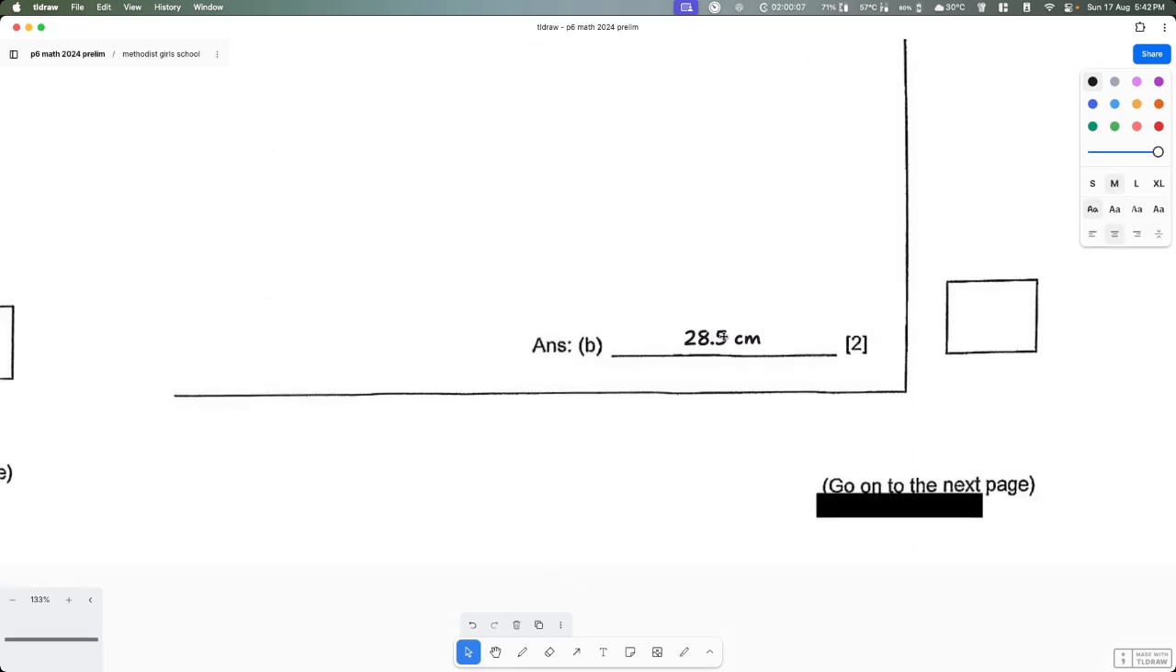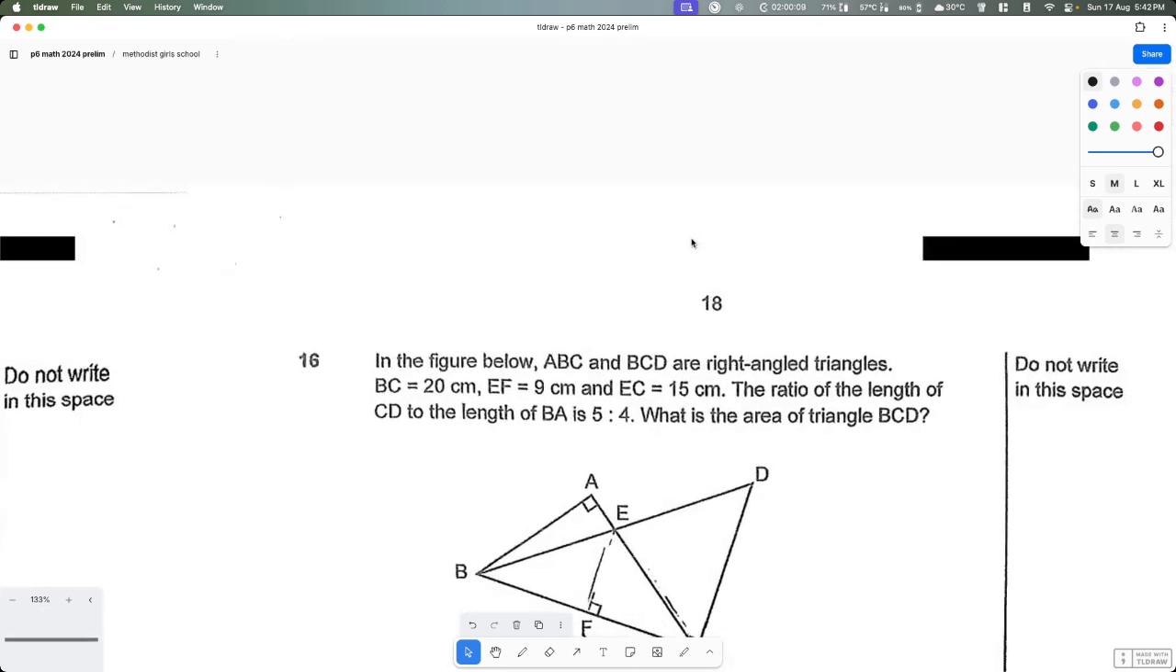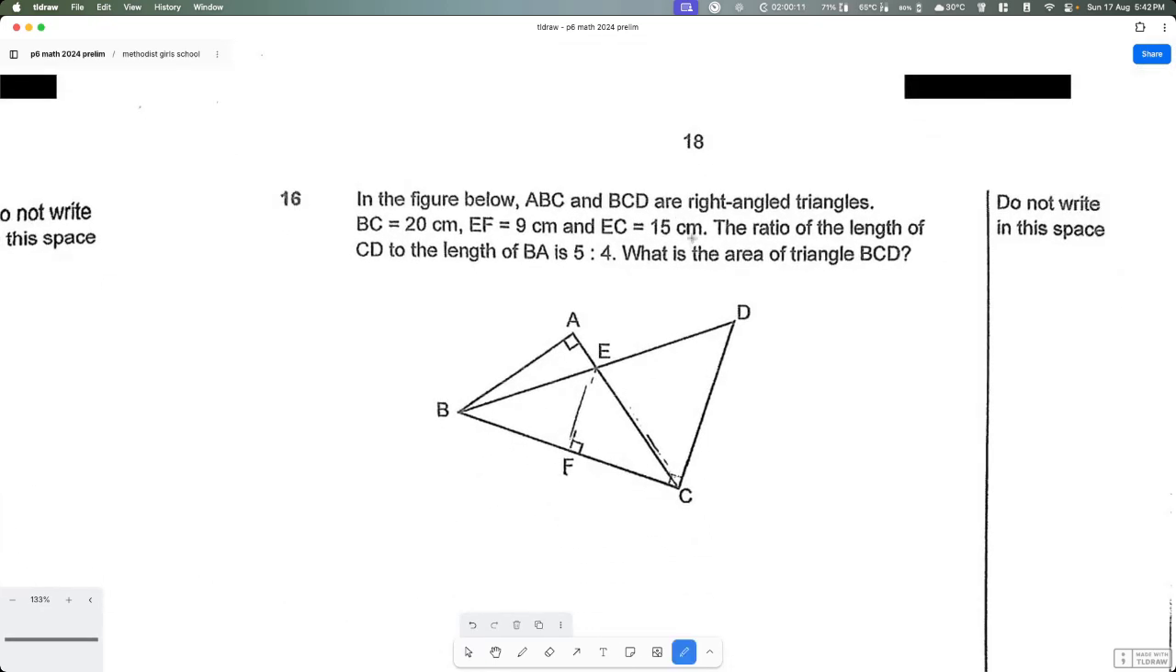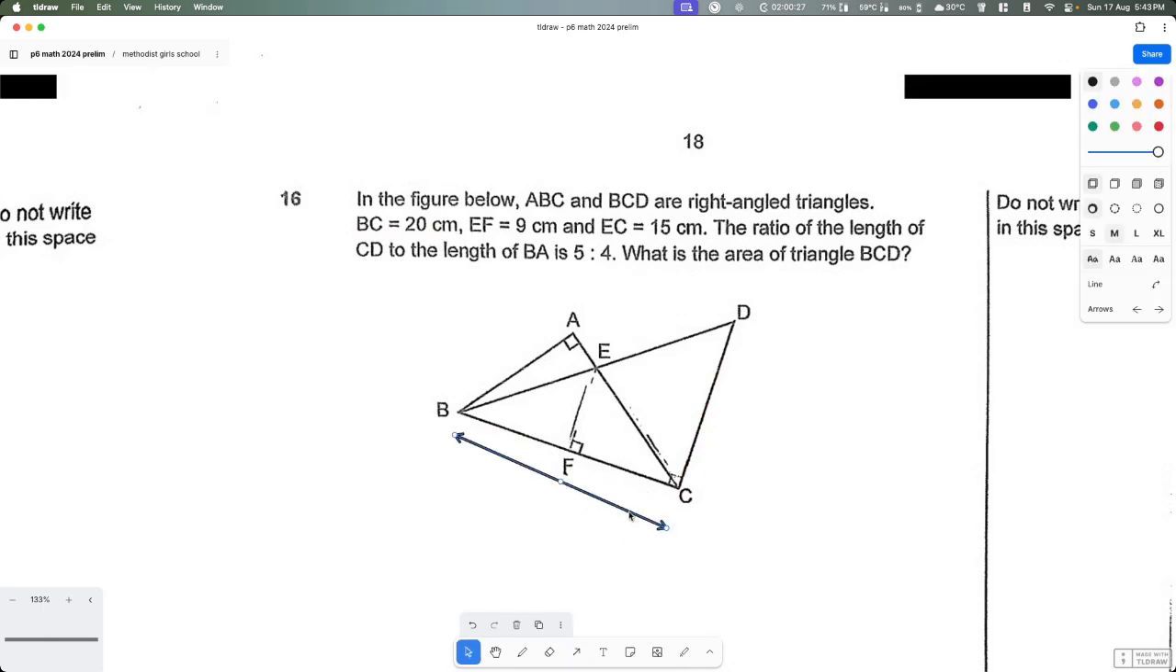All right, let's move to question number 16. In the area below, ABC and BCD are right angle triangles. So what is it over here? ABC, what is that? This one, BCD. Okay, so BC is 20 centimeters.